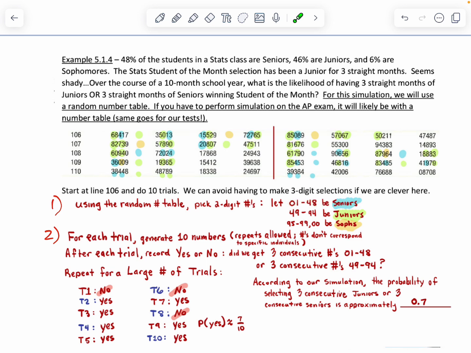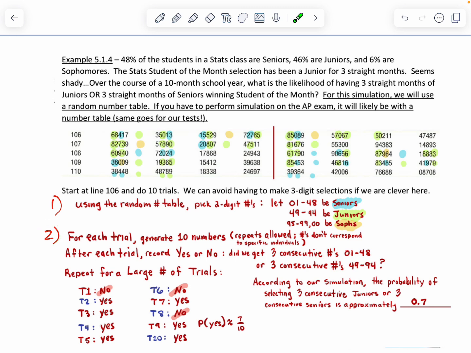And what I'm going to do is repeat. The next number is 73. That represents a junior. The next number is 50. That represents a junior. The next number is 13, etc. And I'm going to do all 10 numbers right here. You can see with my highlighting what they stand for. Okay, so that is step 2.